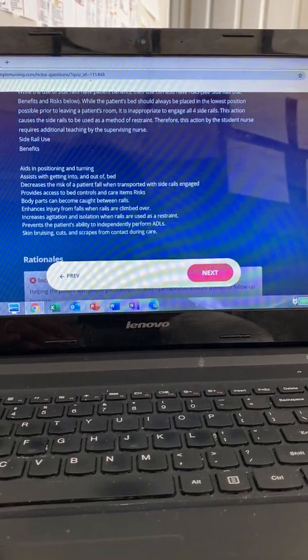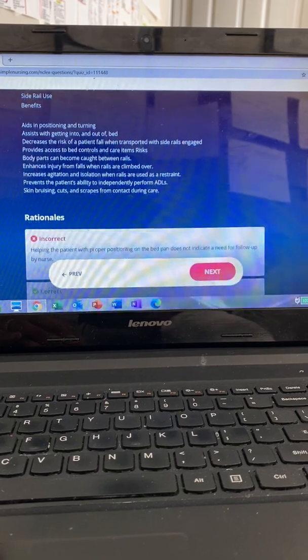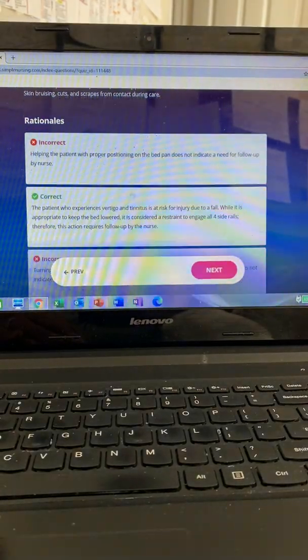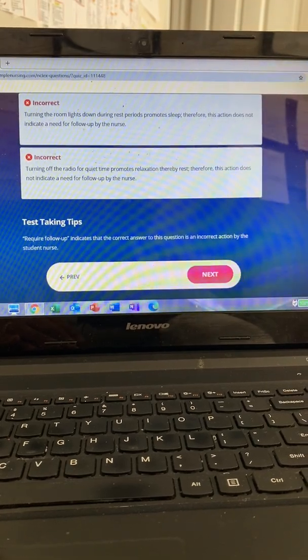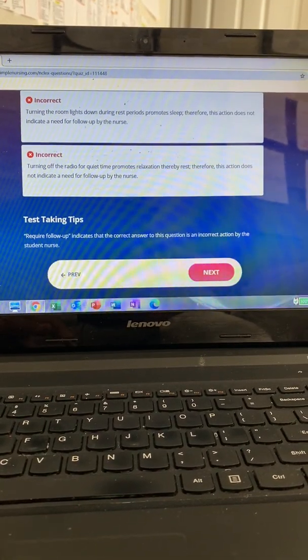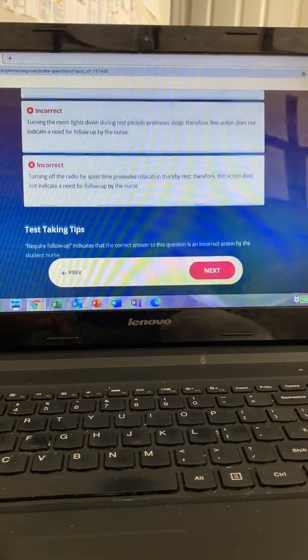And option 3 and 4, we have to skip because they're correct. So dimming lights help with resting, as well as turning off the radio helps to decrease stimulation when resting. So option number 2 is our correct option here.